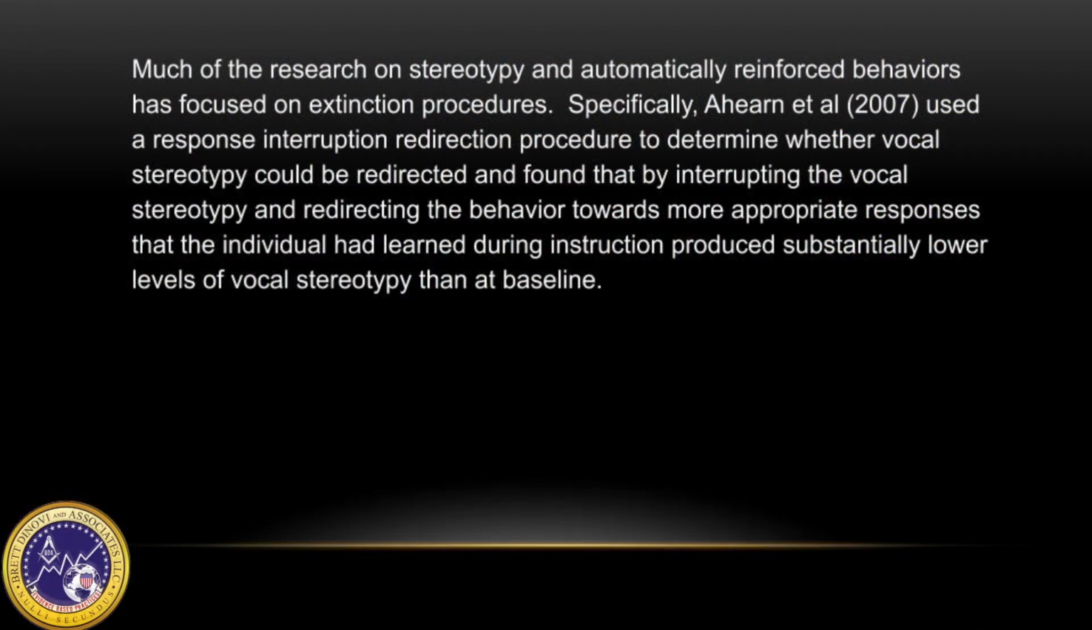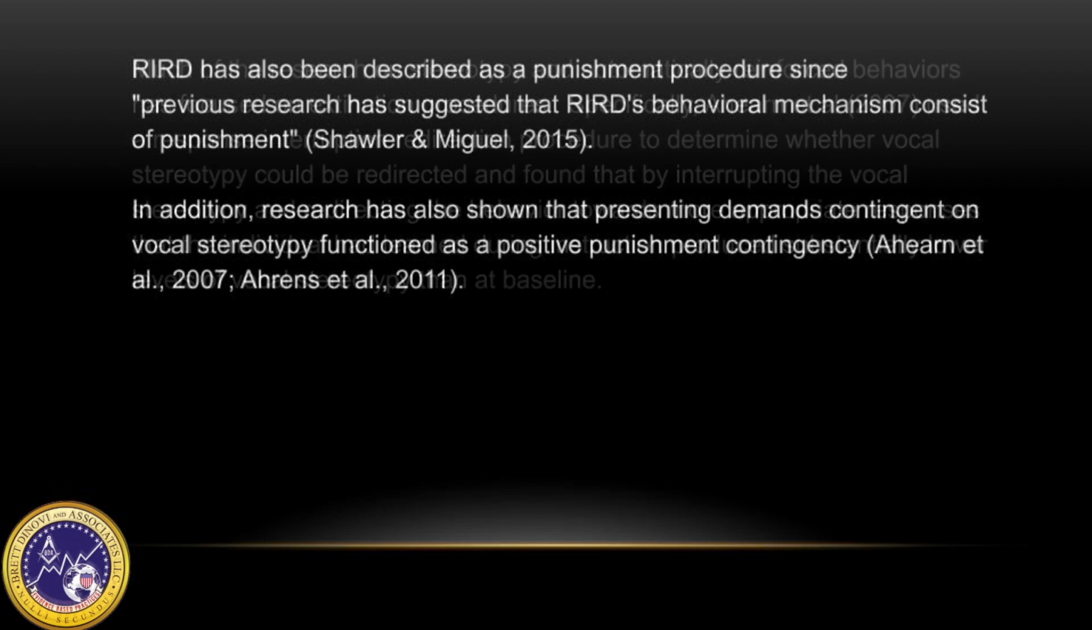Much of the research on stereotypy and automatically reinforced behaviors has focused on extinction procedures. Specifically, Ahearn and colleagues in 2007 used a response interruption redirection procedure to determine whether vocal stereotypy could be redirected, and found that by interrupting the vocal stereotypy and redirecting the behavior towards more appropriate responses that the individual had learned during instruction, produced substantially lower levels of vocal stereotypy than at baseline.